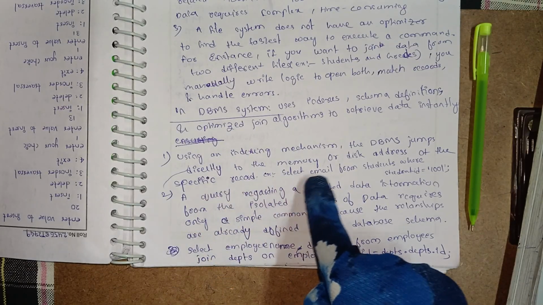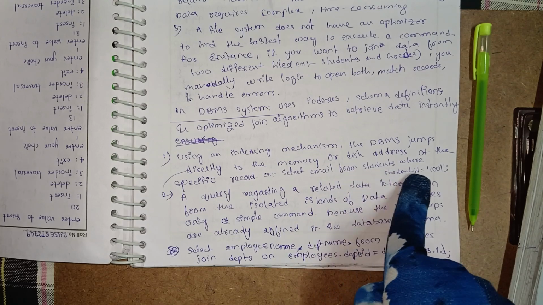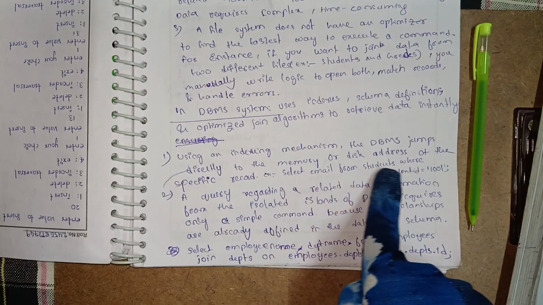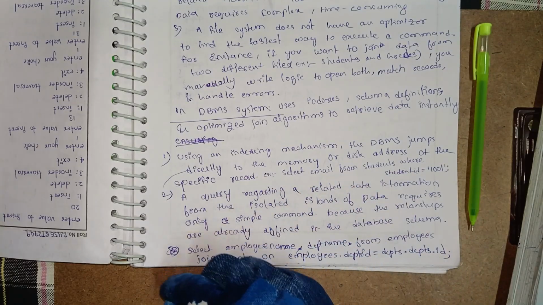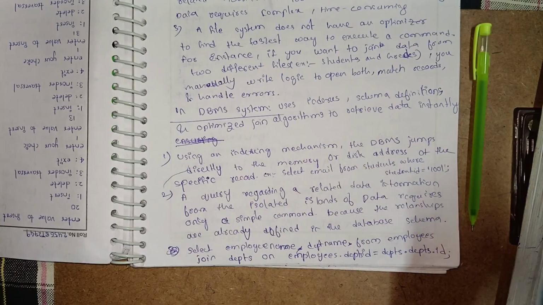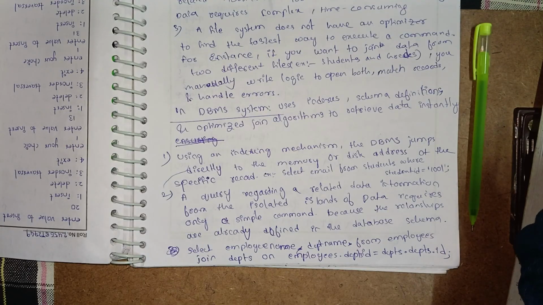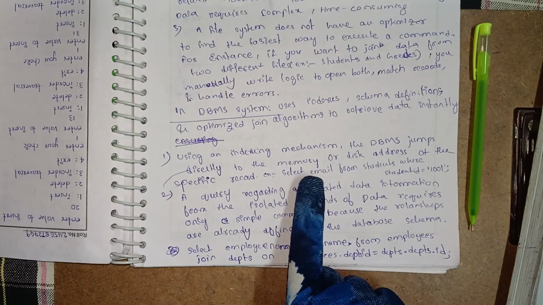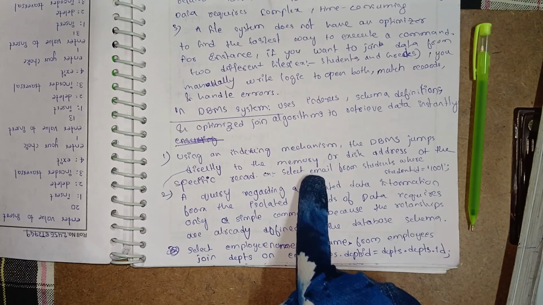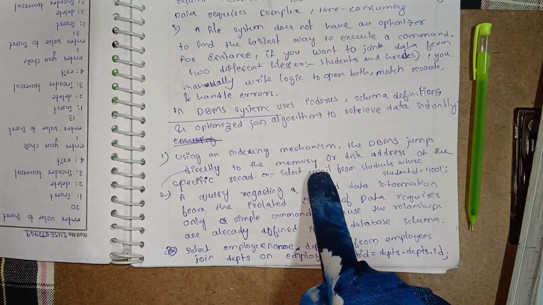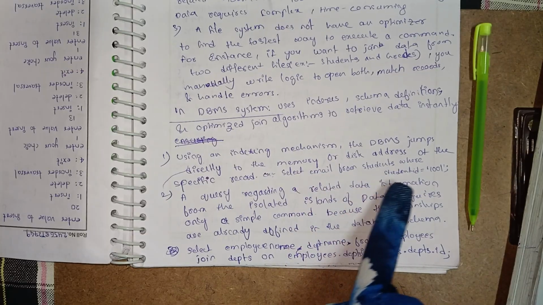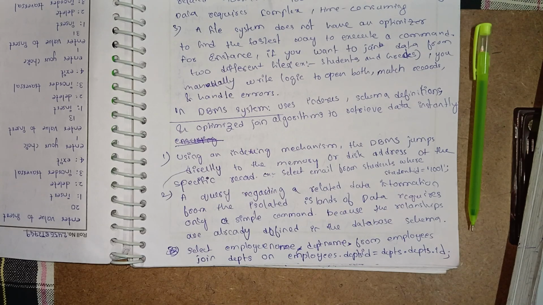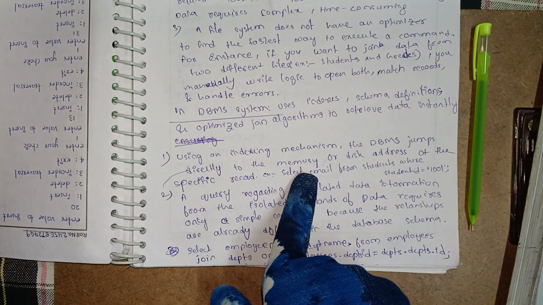Like the example is select email from students where student ID is equals to 1001. So this command is used to jump to a memory or disk address of a specific record. So here student is a table, and we are selecting a column, the email column, from the student table where student ID is 1001. This is the query in the DBMS.